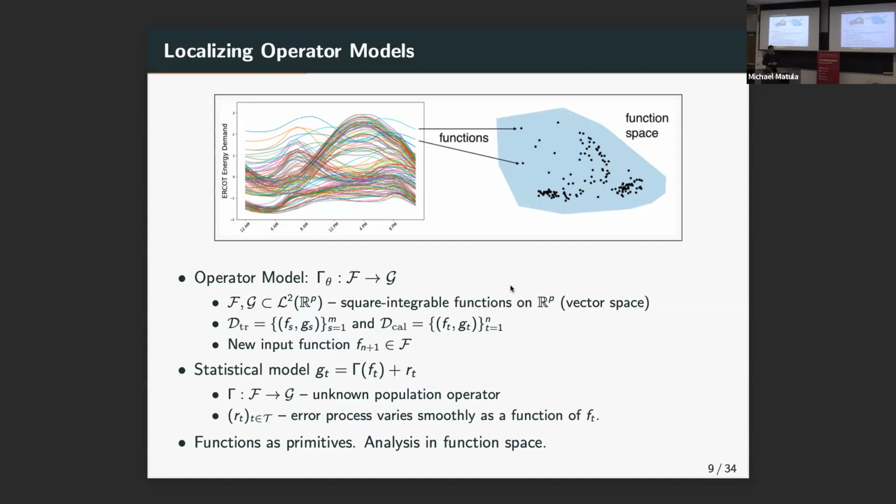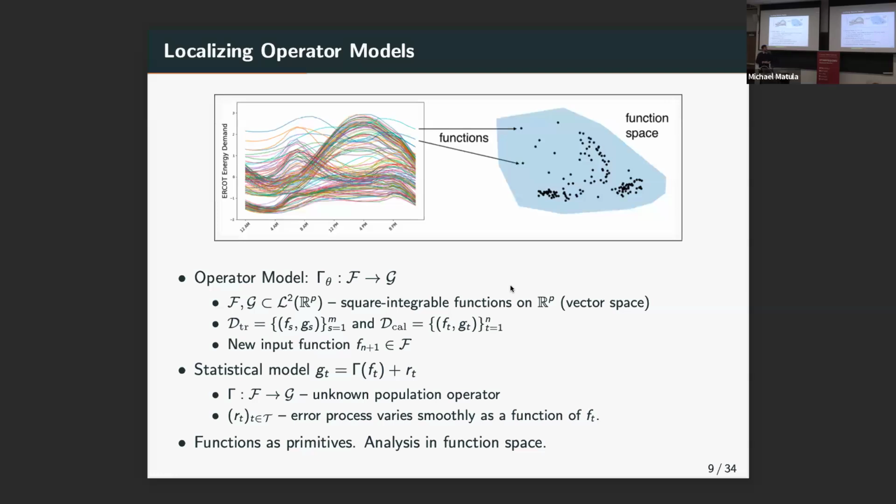The statistical model that we are assuming for the data, or how we're assuming that the response varies as a function of the data, is that GT is going to be given by a deterministic component of FT, plus an error process. And the error process here is not something we're going to specify directly, but we're going to make the assumption that the errors are varying smoothly as a function of F here. So this is essentially trying to get at the localization that I just showed you on the previous slide, where that conditional distribution is changing with the covariates.